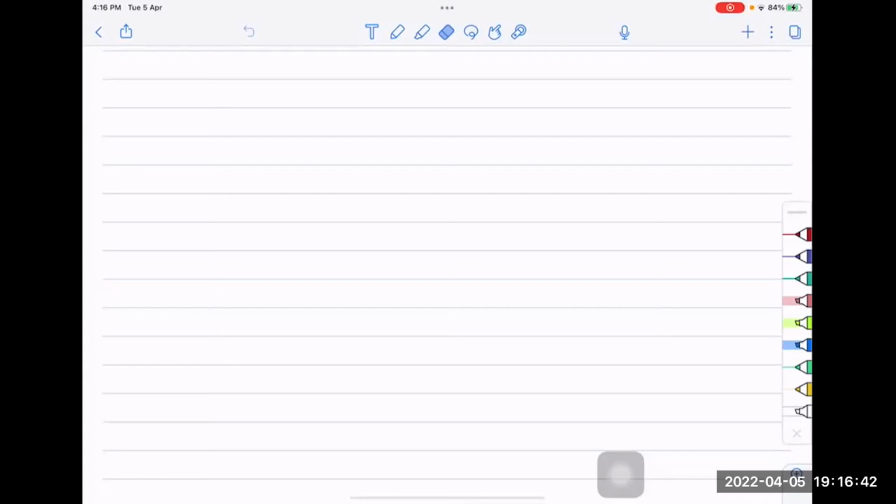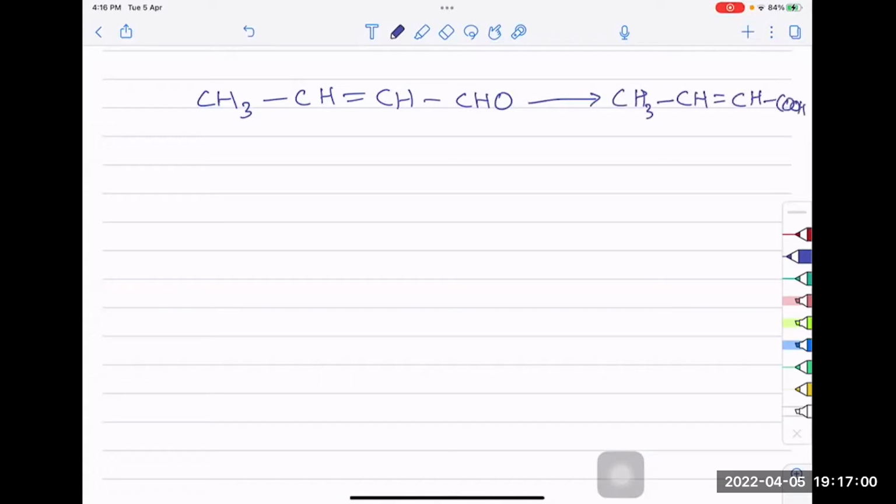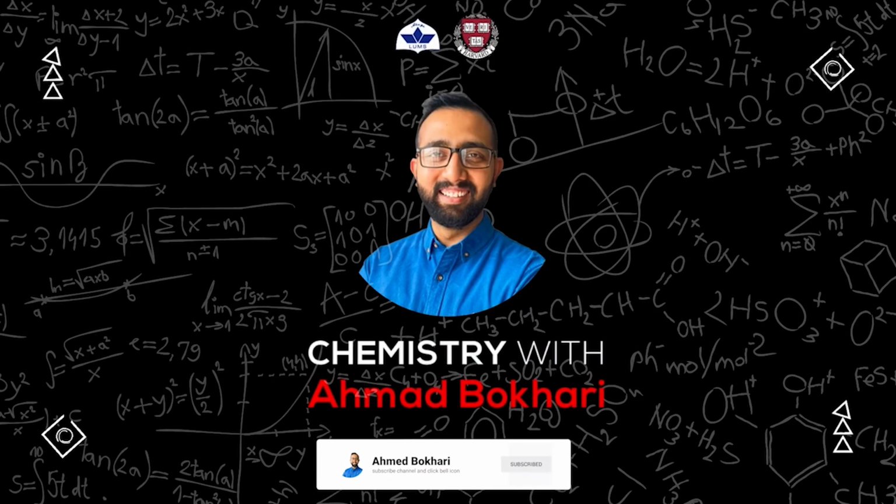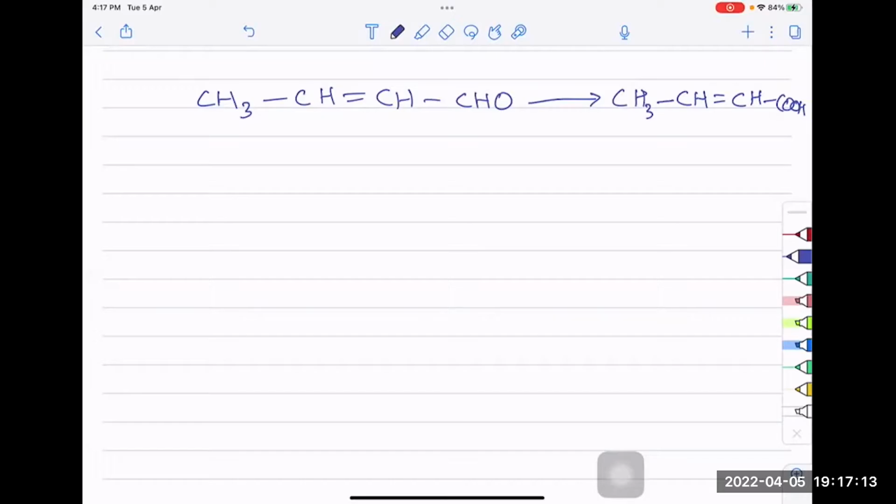I have this thing and I want to convert it to this. What should I do? Sir, so we're going from an aldehyde to a carboxylic acid. So do we reduce it? We oxidize it.